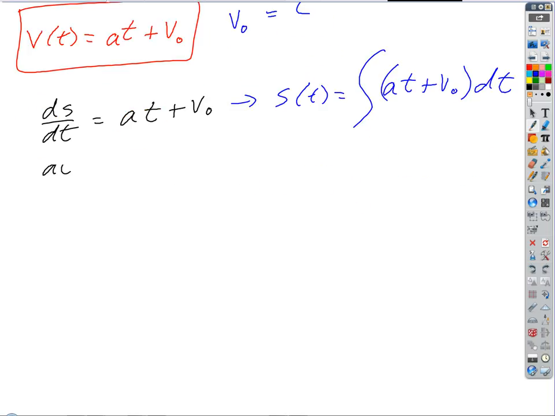All right, well, let's solve this differential equation. That's an easy one to solve. So s of t equals what? We just anti-differentiate term by term. So what's going to be the antiderivative of a t dt?